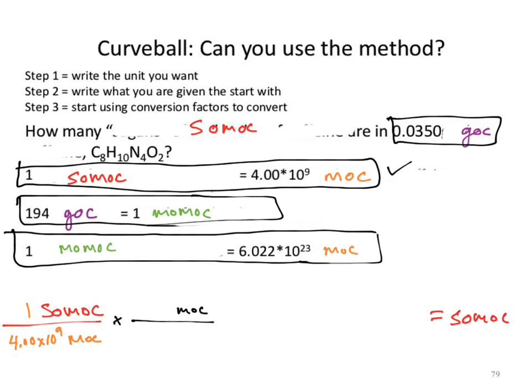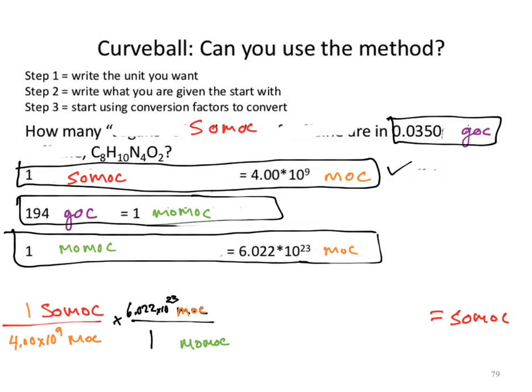MOC to MOMOC. Okay, because I'm not given it directly. So now what can I do? I can bring in the numbers. What numbers do I bring in? Where do I place that big number? Not on the top. With MOC. 6.022 times 10 to the 23rd. What goes with MOMOC? 1.